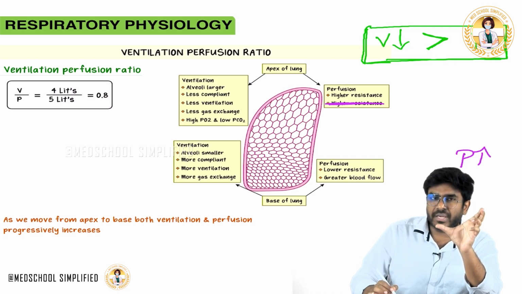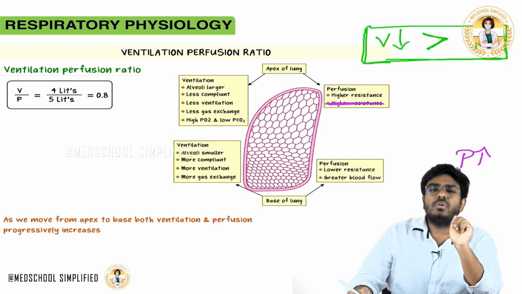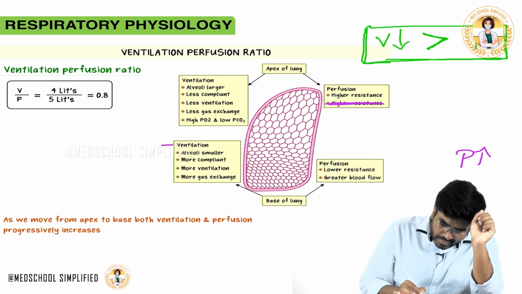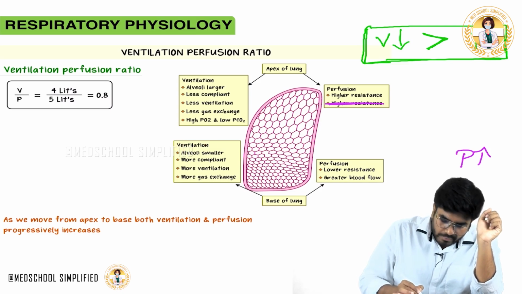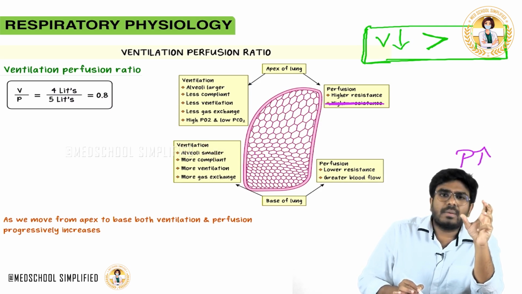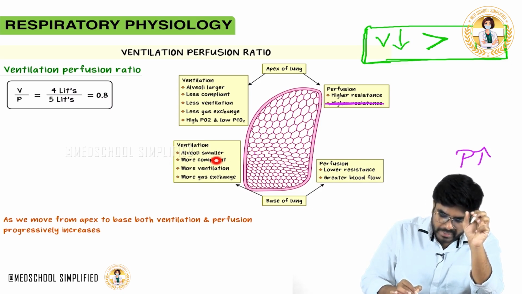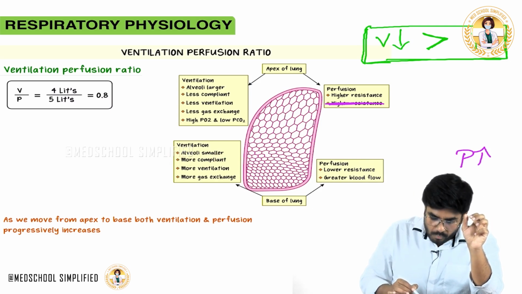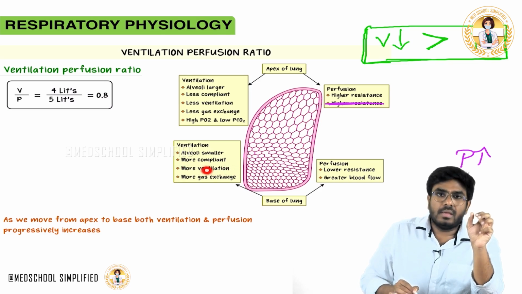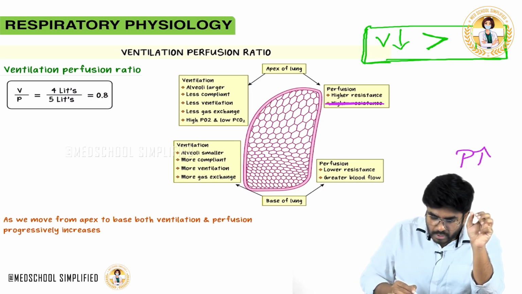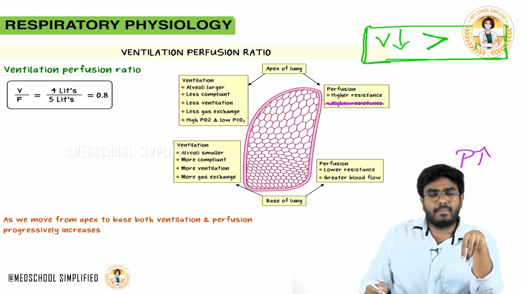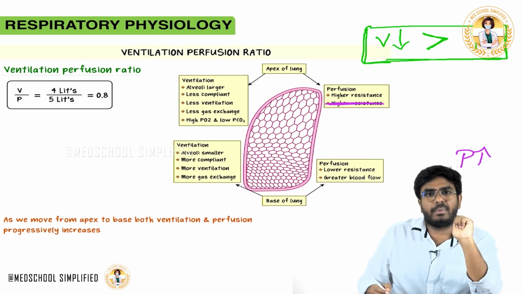If you can further stretch them, more blood will come. So, see here, in the base of the lung, let's talk about the ventilation. Alveoli are smaller in size. Now as they are smaller, you can further stretch them. So more compliant alveoli, more ventilation can happen. As more blood is coming, more gases exchange will happen.